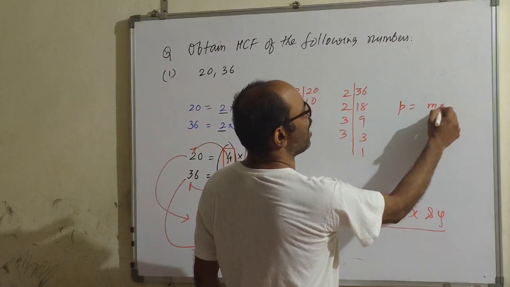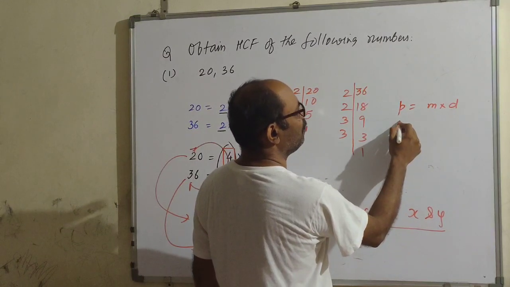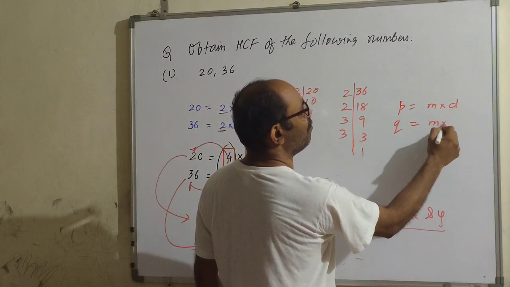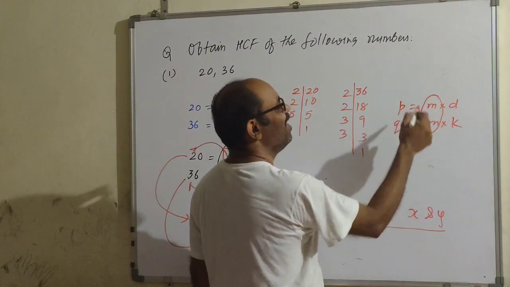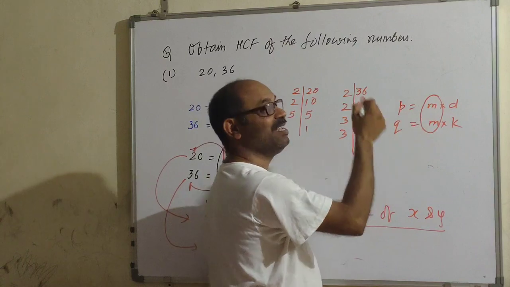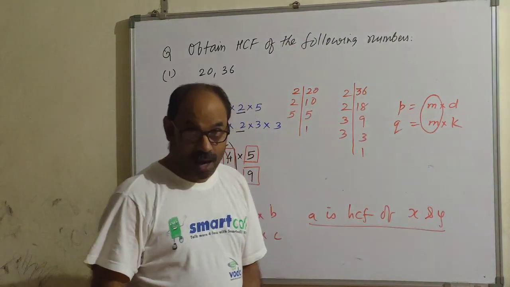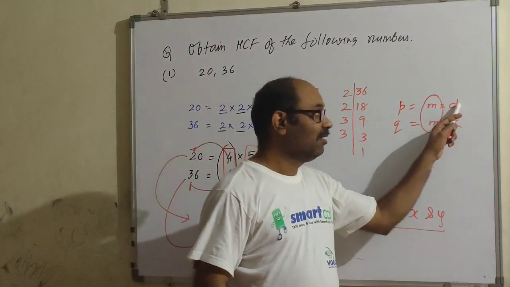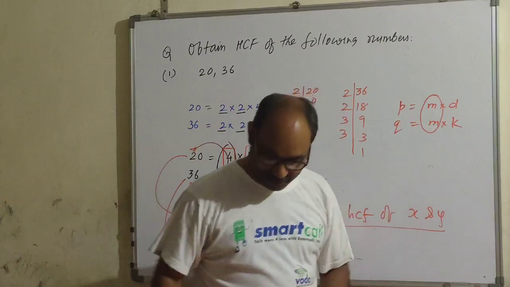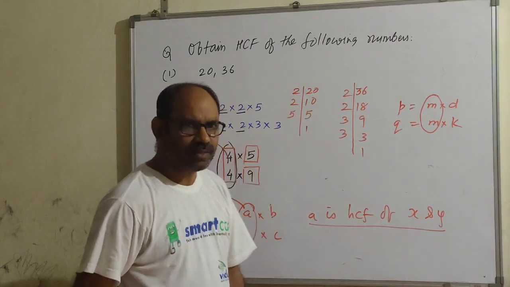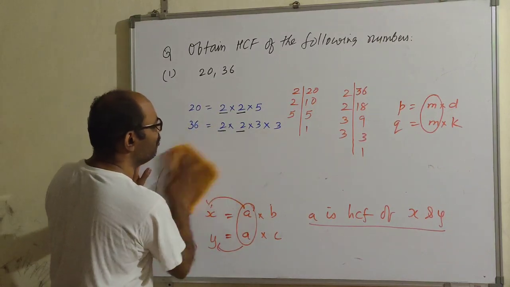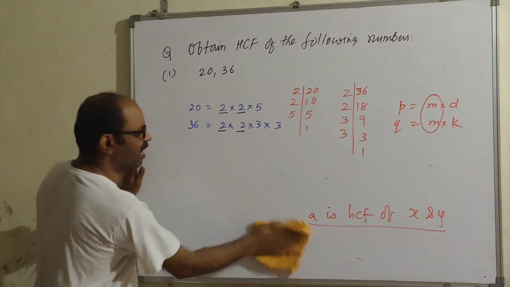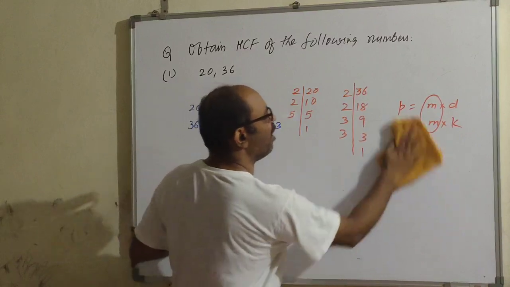Look, one more example. P is equal to M into D. Q is equal to M into K. What can you say here? M is HCF of P and Q, provided that D and K are co-primes. Clear to you? Okay.